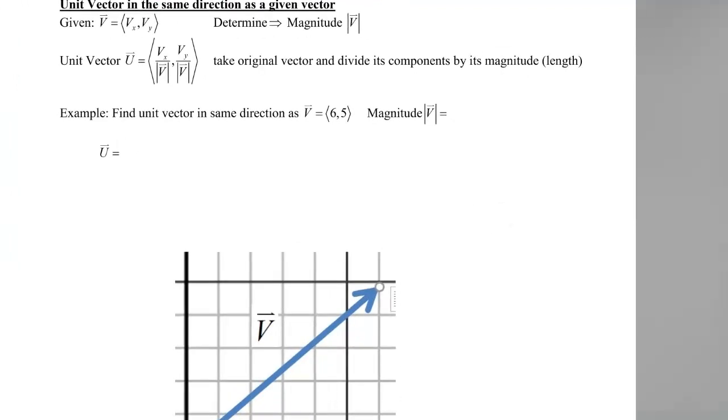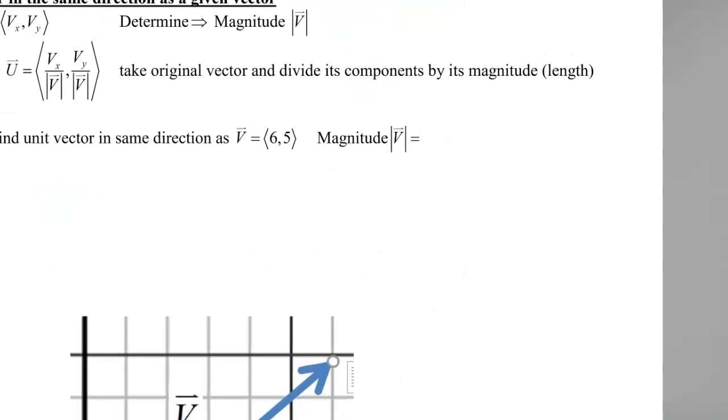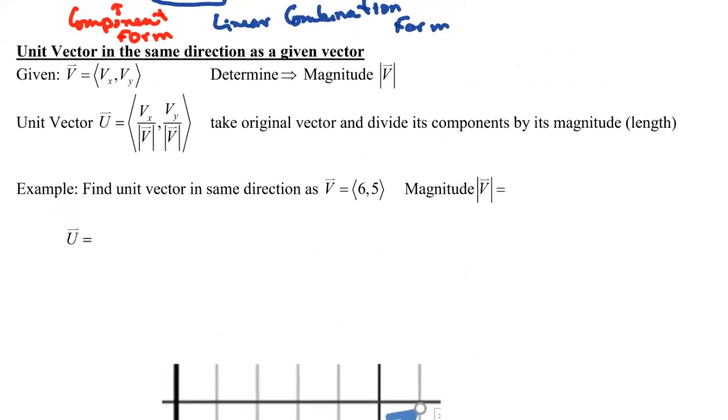Okay, now we're going to talk about making unit vectors based off an original vector. So, a unit vector is the same direction as the given vector.